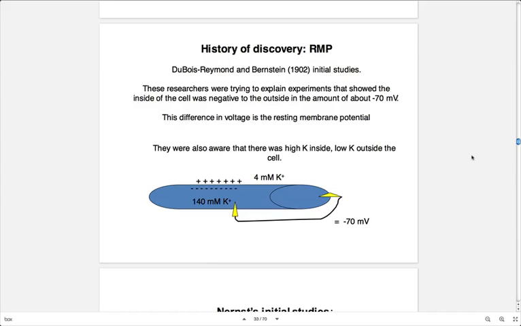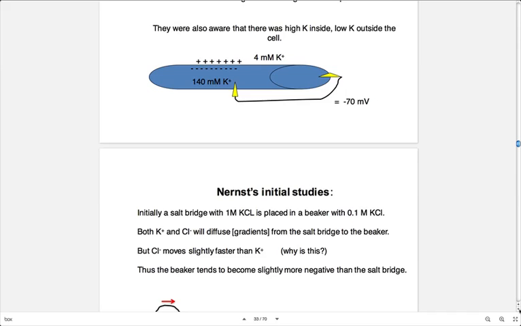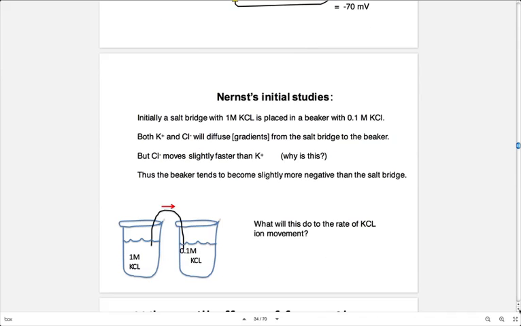And so Nernst, in an initial experiment, just looked at, well, what happens if you look at the movement of potassium chloride? So he set up two beakers and filled one with 1 molar potassium chloride and one with 100 millimolar potassium chloride, and put it, everyone knows what Whatman paper is. It's like that lab paper that is sort of absorbent, but sort of not, and just made a bridge.